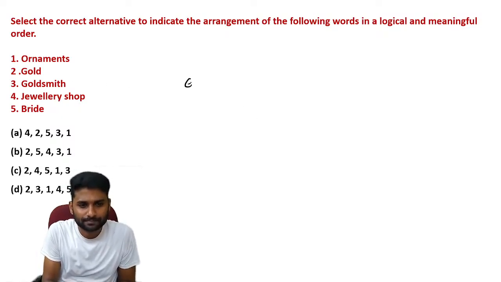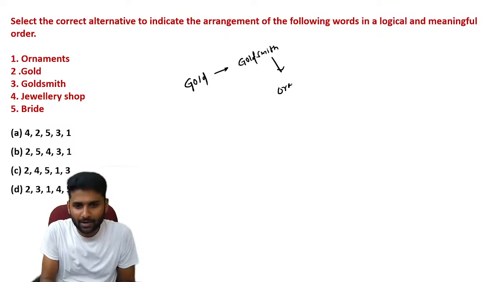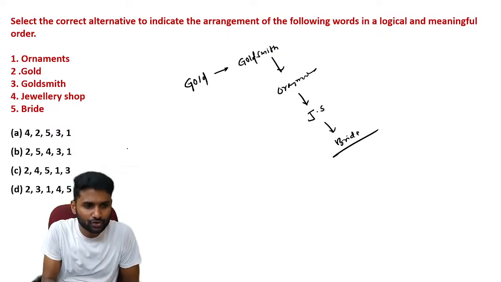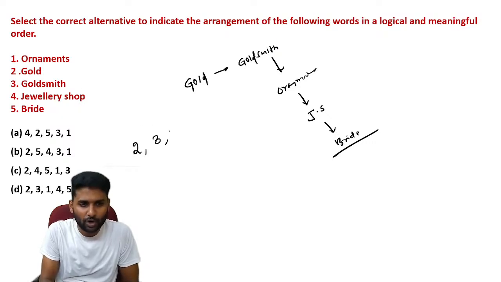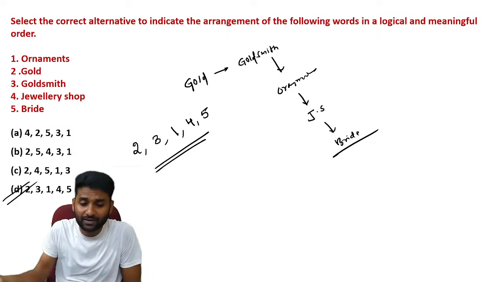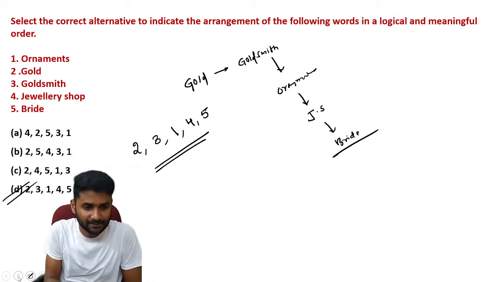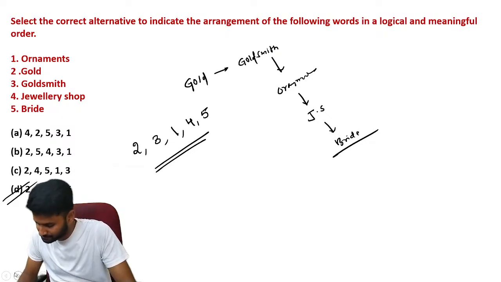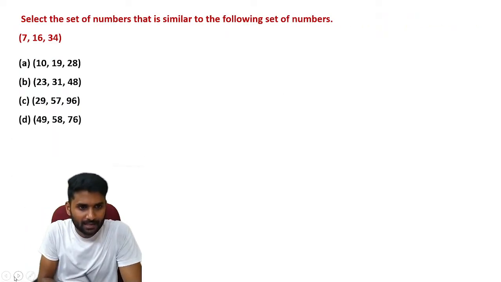First is gold. Then it goes to the goldsmith. And the goldsmith makes an ornament. The ornament goes to the jewelry shop. Then finally it reaches the bride. So if you go through the order here, gold is 2, then goldsmith is 3. Now we move on to the ornament, which is 1, then jewelry shop is 4, and bride is 5. So the logical sequence is 2 1 3 4 5, which is the correct answer. That is the logical sequence. Is it clear? Yes, very good, Razi. Next.